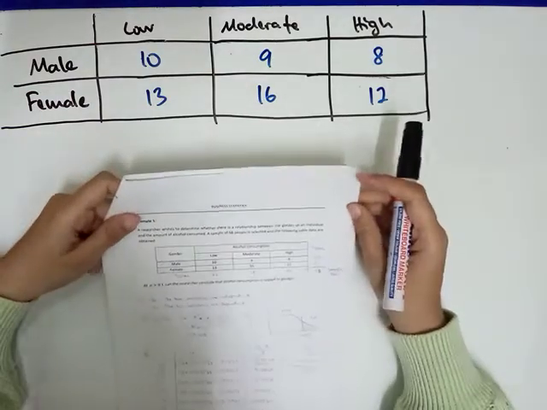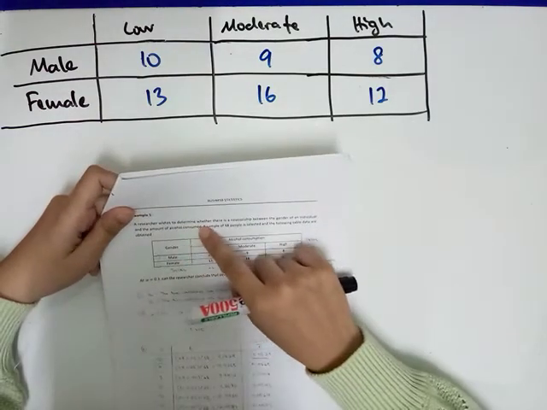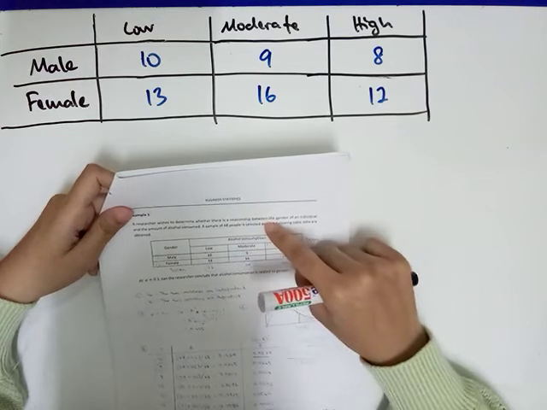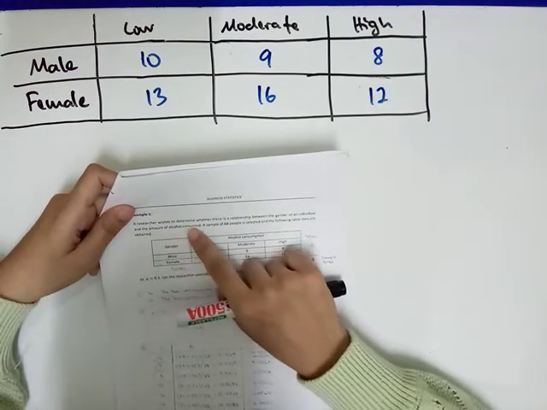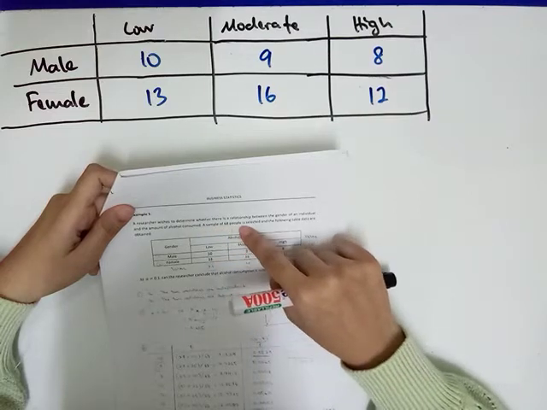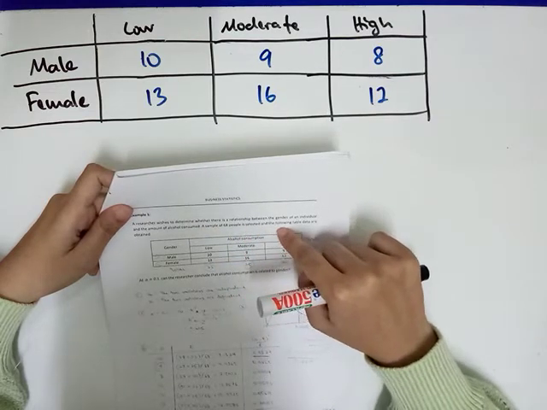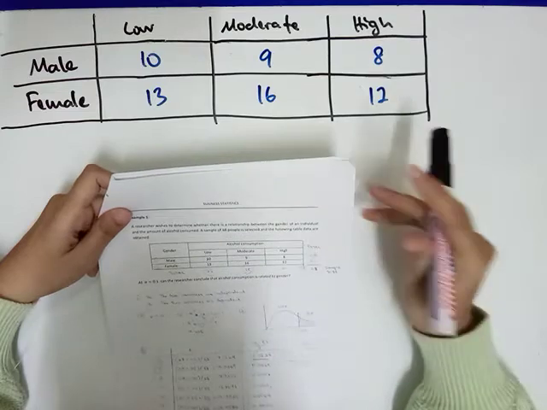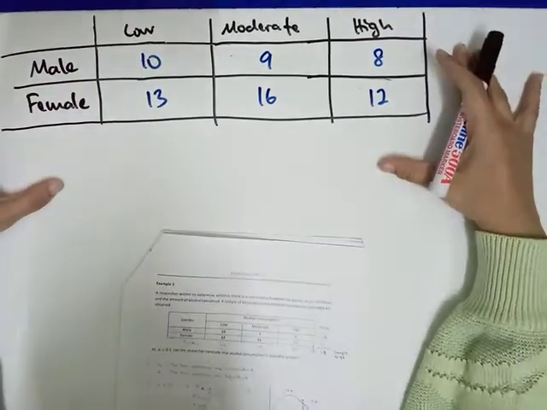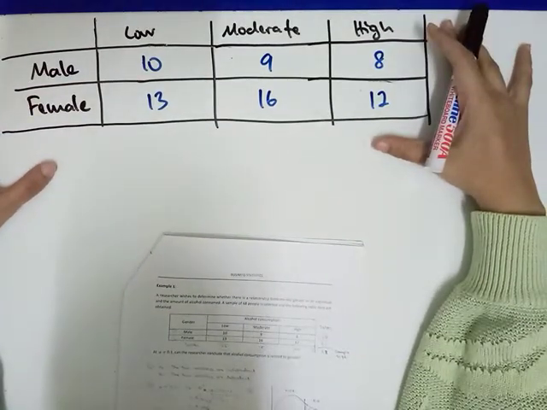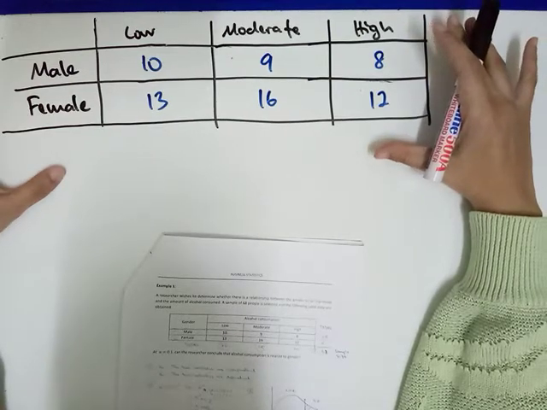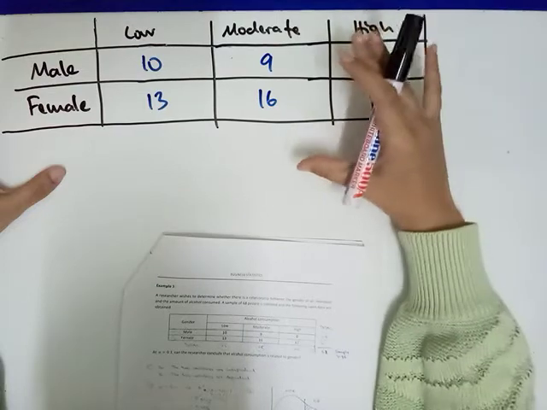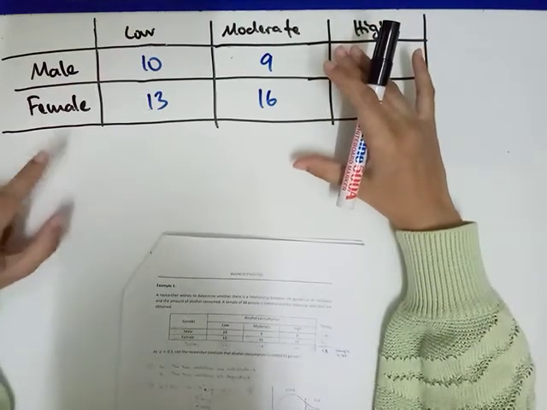Alright, look at example 1. A researcher wishes to determine whether there is a relationship between the gender of an individual and the amount of alcohol consumed. A sample of 68 people is selected and the following table data are obtained. Okay, so this is the data. We need to test whether alcohol consumption and gender are related.